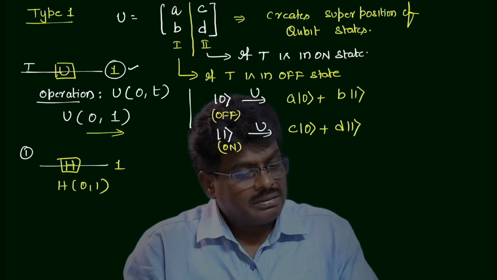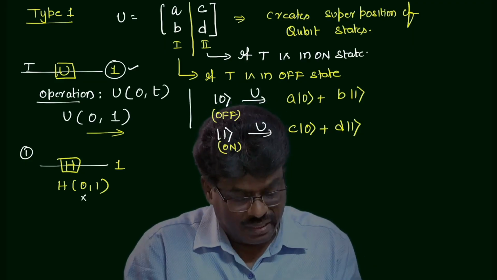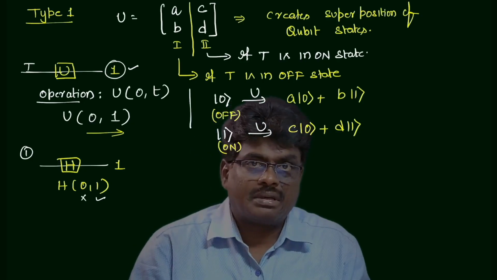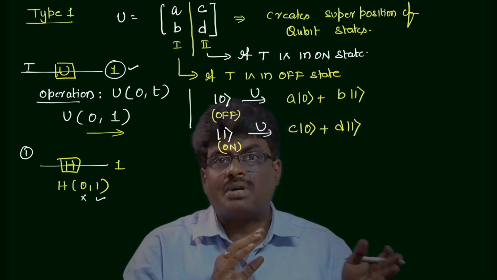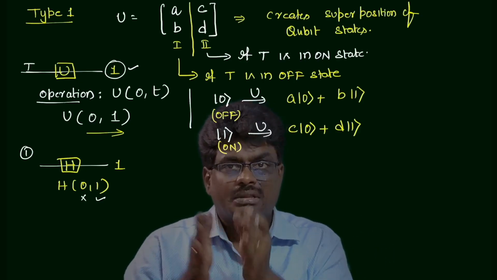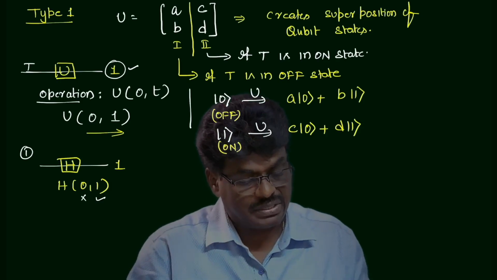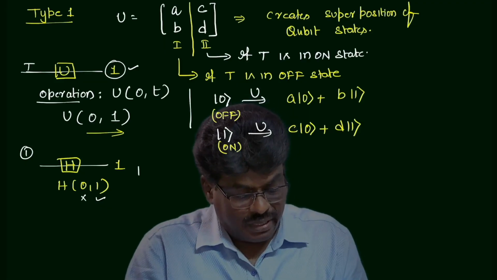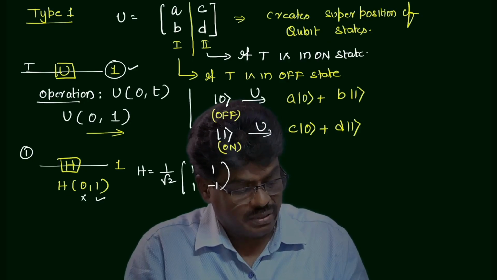Now, here I am using this notation: the first one is always off and the second one is always on. Whatever the ordered pair we have, for example, if you have H of 2 comma 3, just assume the first one is off, second one is on. I will explain what that is, no need to pay attention now. Okay, so the Hadamard operator is 1 over root 2 times the matrix 1 1, 1 minus 1.